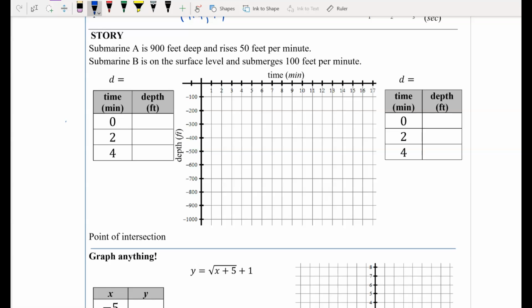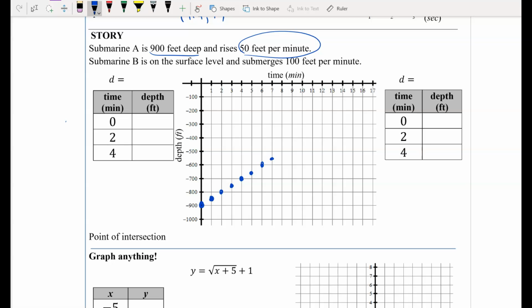Let's go to the next story. We have two submarines. Submarine A is 900 feet deep and rises at 50 feet per minute. So 900 feet deep is the starting point. That would be below ground level, so that's why our y-intercept is at negative 900. And it rises at 50 feet per minute. That means that after 1 minute, our time is in minutes, the submarine is at a depth of negative 850. And every time you go over to the right one grid mark, that's another minute, then your height is going up by 50.